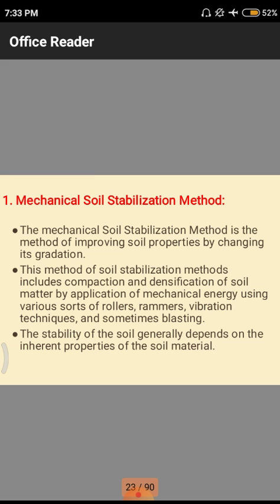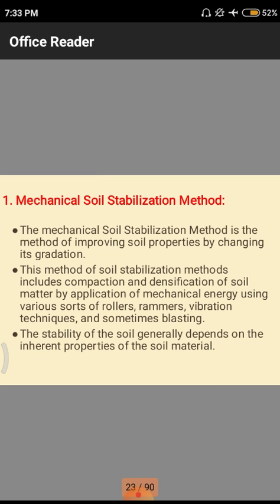That means we are improving the parameters of the soil, whether physical parameters or strength parameters. Why? Because for physical parameters, normally if the particle size is more, it will automatically absorb water. If the particle size is very small, there may be fewer voids and less water will be absorbed by the soil, so its gradation will be very significant.